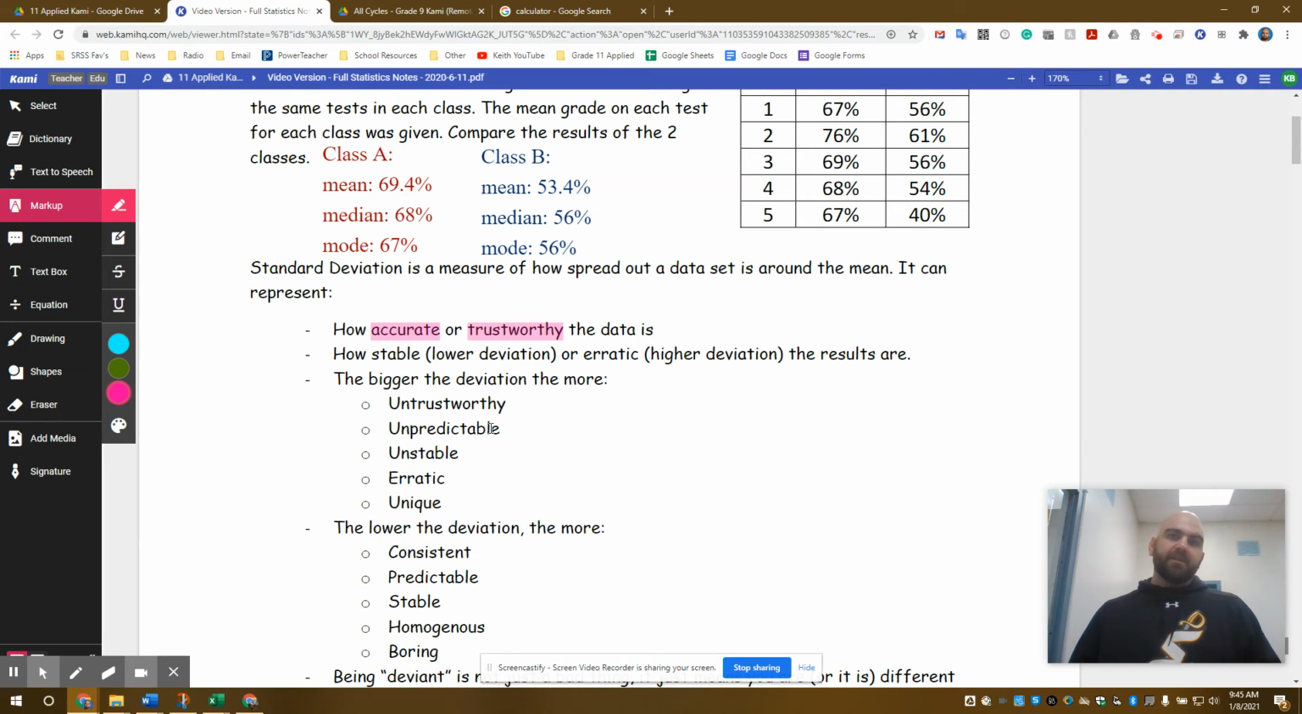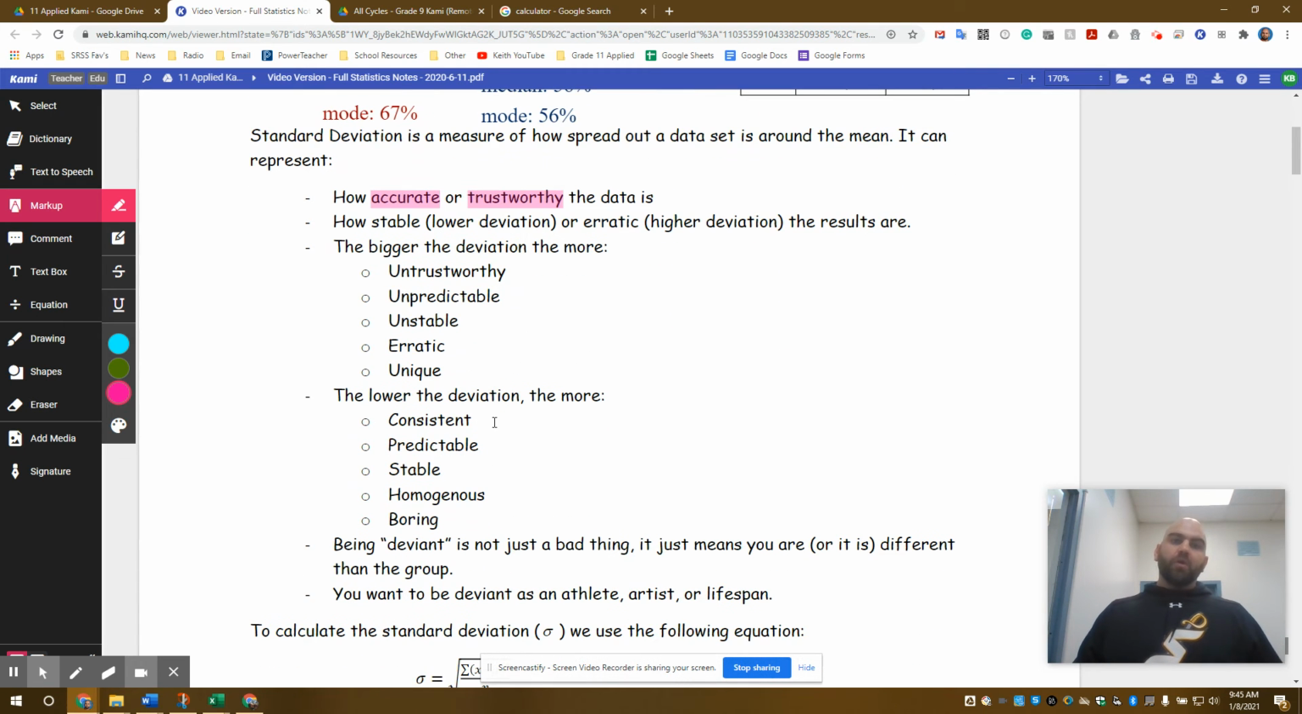The bigger the deviation, the more untrustworthy, unpredictable, unstable, erratic, and unique something is. So the bigger something is, the less trustworthy we can consider it, or just a wider range that we have. The lower the deviation, the more consistent it is, the more predictable, the more stable it is, the more homogeneous. Homogeneous just means that it's all kind of the same. So if we have a really low standard deviation, that means that everybody is very close to the same.